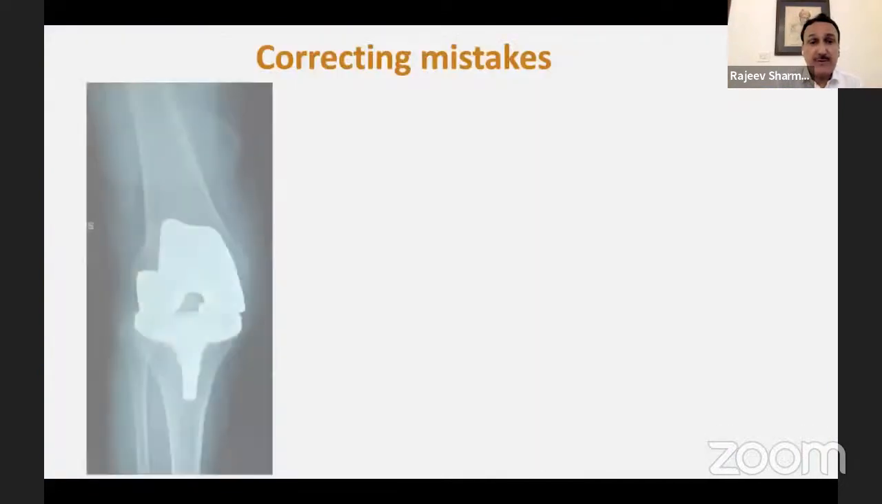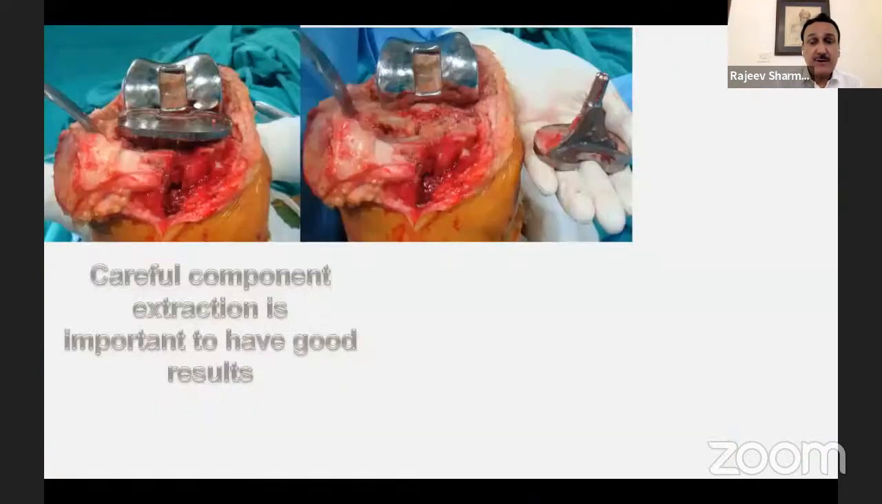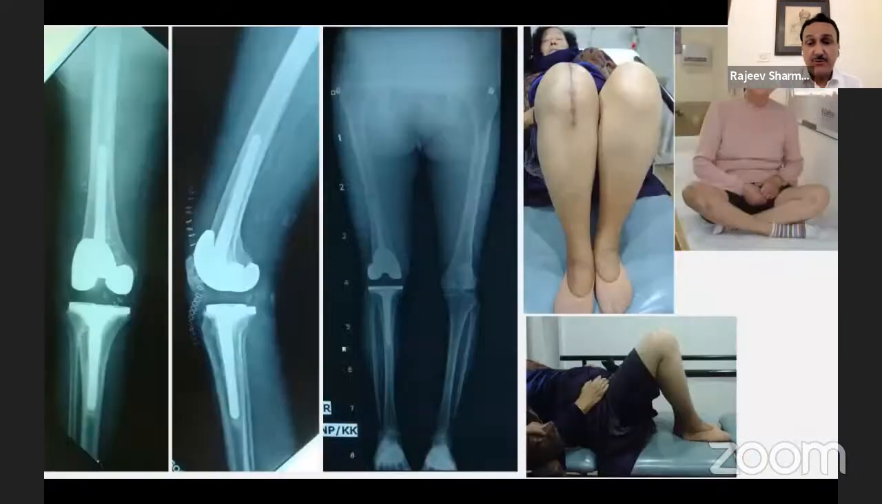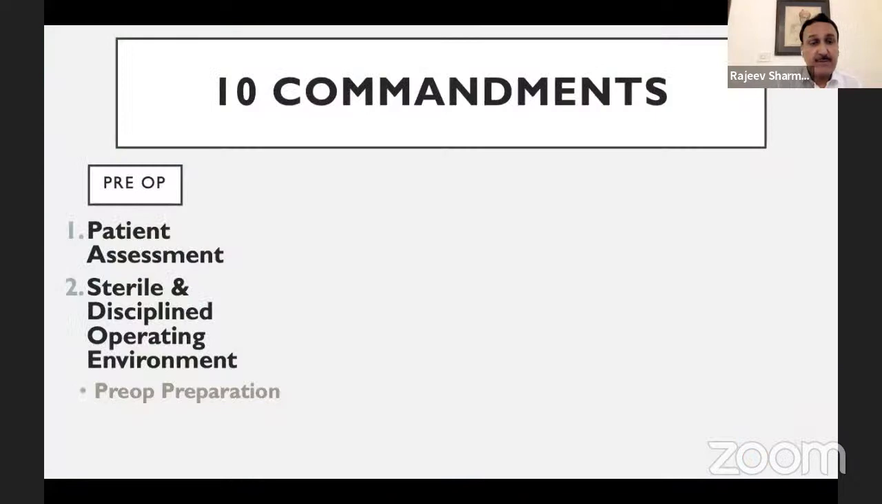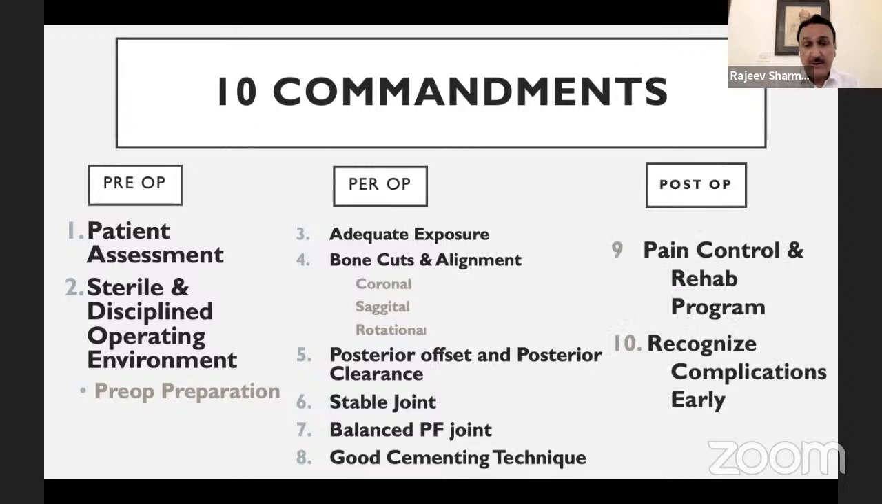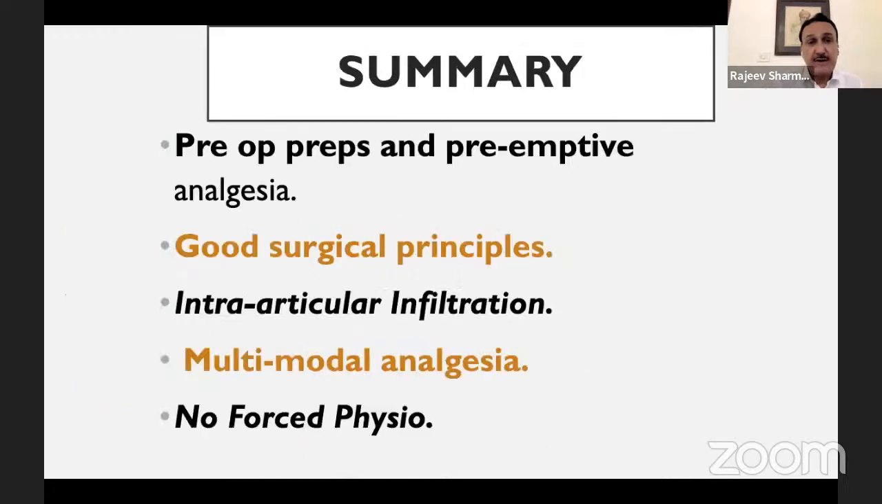Infection should be recognized very carefully. You see this patient of instability, with the proper surgery, you know that you can balance this joint very well. So just to repeat all the simple tricks: you assess the patient well, a good sterile, disciplined operating environment, per-operatively follow all the steps that we discussed, post-operatively control the pain and recognize complications early. And that's how you will be able to have a successful knee surgery.